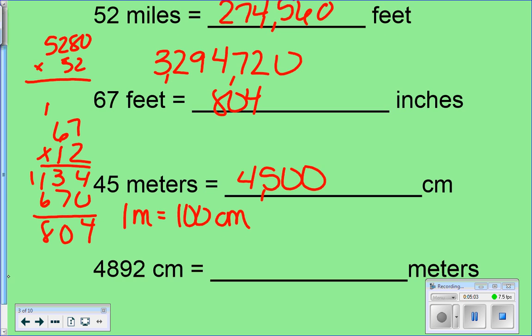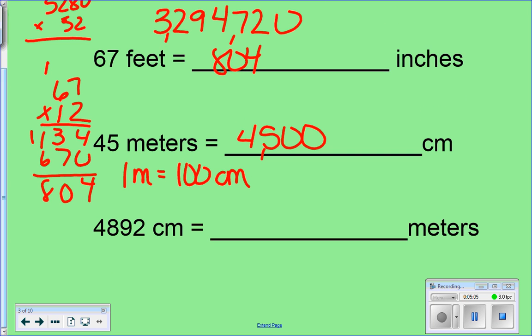Now let's talk about this one below. I have 4,892 centimeters, but I want to turn that back into meters. I need to divide this time. Why? Because I want to know how many groups of meters. If I know there's 100 centimeters in 1 meter, I want to know how many groups of 100 I have in there to tell me how many meters it is. I can do this in my head.